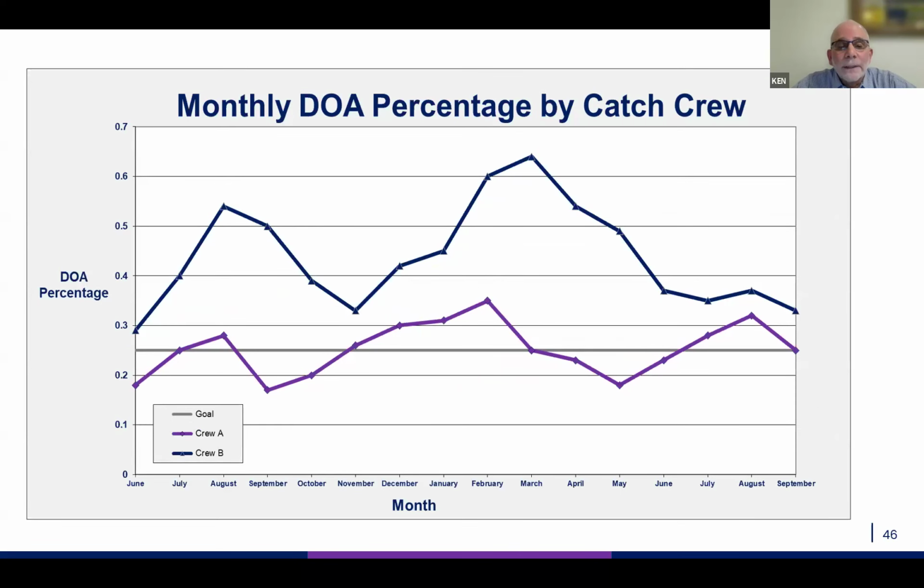Then we looked at catch crew, and we found, again, that there was one catch crew that typically produced higher DOA rates than the other catch crew. So there was an indication that we had some personnel, maybe some training issues that we needed to address.